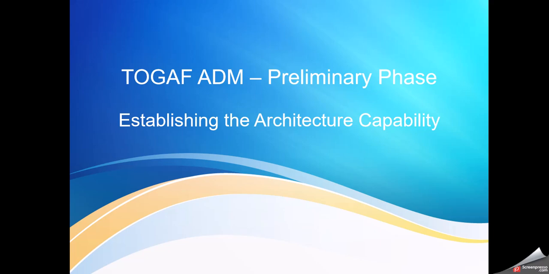So it has a lot of phases. In each phase we will get the input from the business requirement and we will do some process, and we will give an output, and that output will be acting as an input to the next phase. So that is the way the architecture development method will work. So today what we are going to see is the first phase, the preliminary phase.